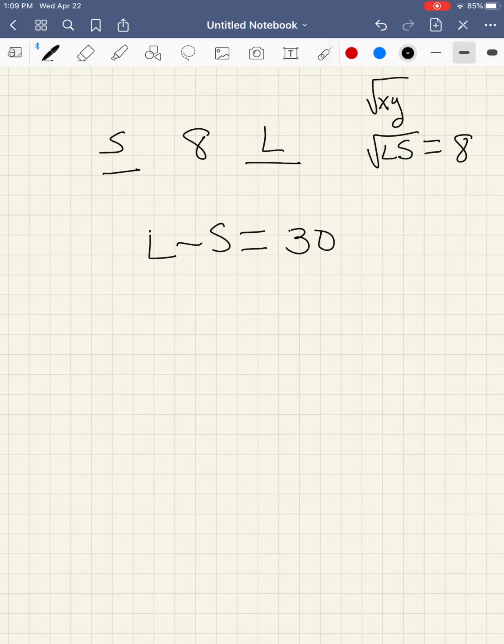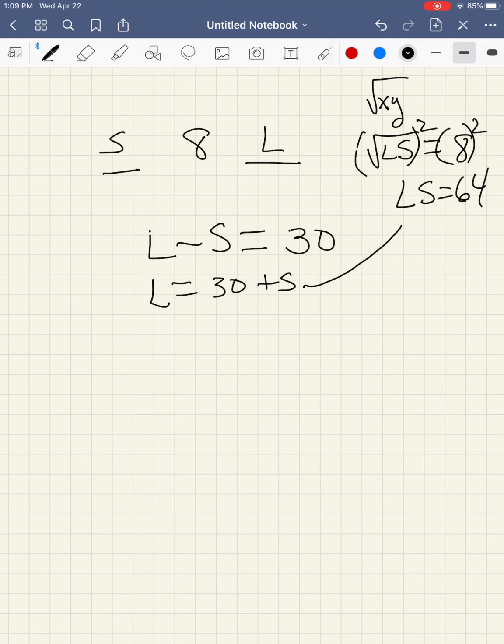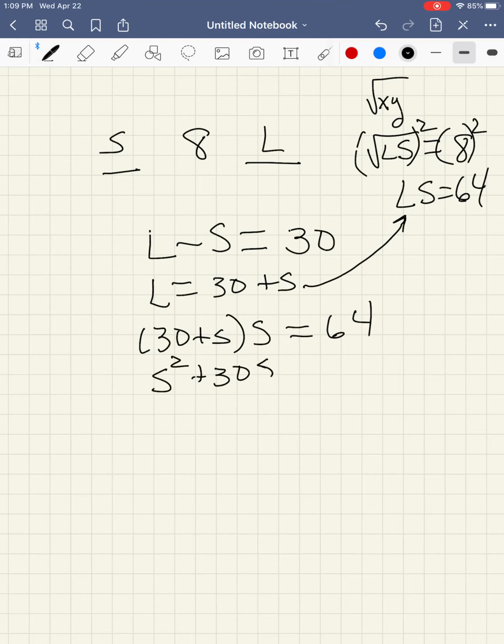Now, we don't want that radical in there, so how do we get rid of it? Right, we square both sides. So LS is going to be equal to 64. So we have two equations. I can say from here that L is equal to 30 plus S, and then we can put that right here for L. So that will give us 30 plus S times S is equal to 64, or S squared plus 30S, and then if we bring the 64 across, we get minus 64 is equal to 0.